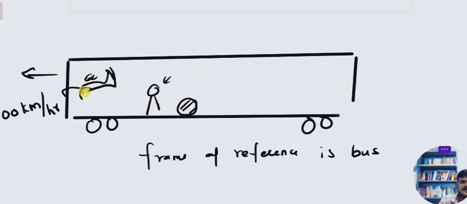When the driver accelerates the bus, the whole system of the bus accelerates, but the ball gets decelerated. Here the same applies to the ball. Acceleration and deceleration cancel each other, so the ball has no force. So thereby we can understand that the force is zero in a non-inertial frame. Clear?